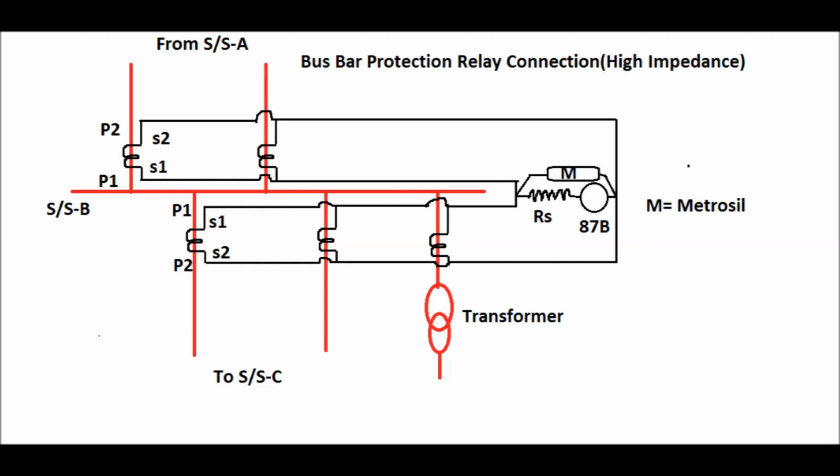Now in case of a power system with two incomer feeders, two outgoing feeders and one transformer, the busbar protection relay connection of high impedance type has been shown in this diagram. All the CT ratios shall be the same, and P1 is connected towards the bus side for substation B, and P2 is connected towards the line side for the feeder, and for the transformer it is the transformer side, and all the S1 terminals are connected to one end of the relay, and all the S2 terminals are connected to the other end of the relay.